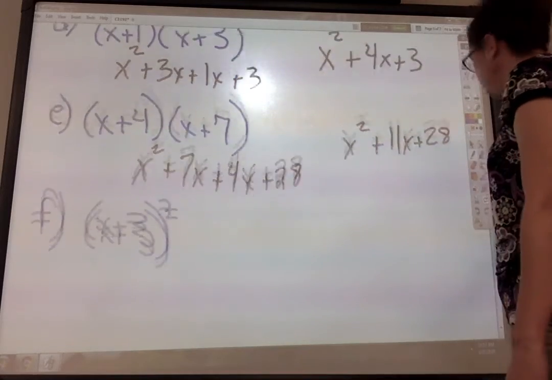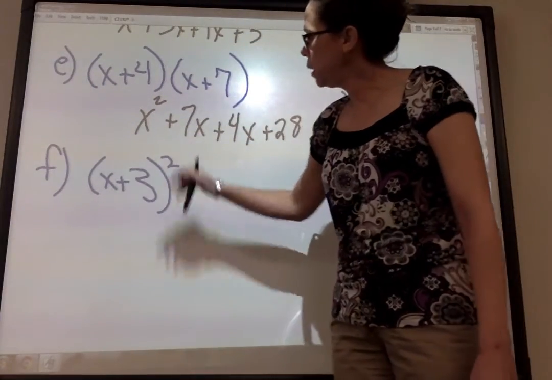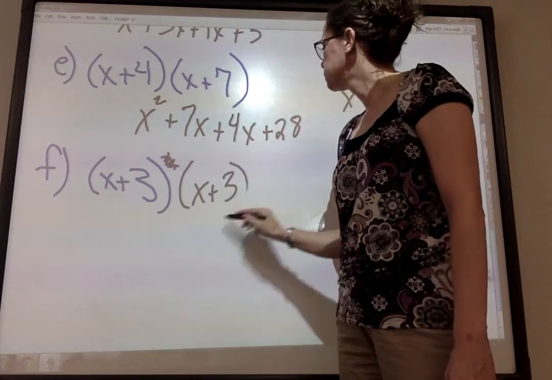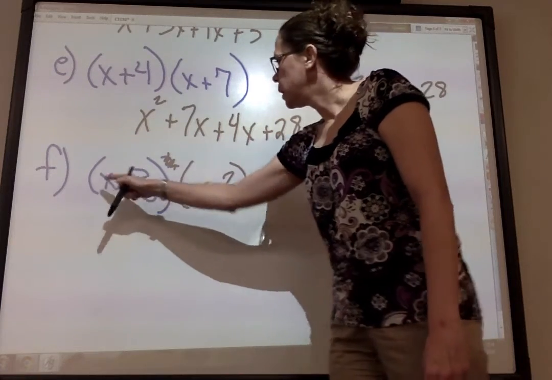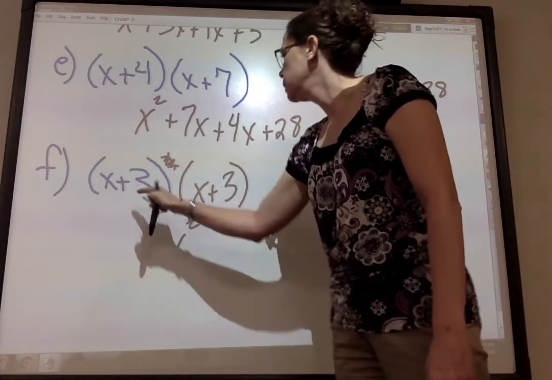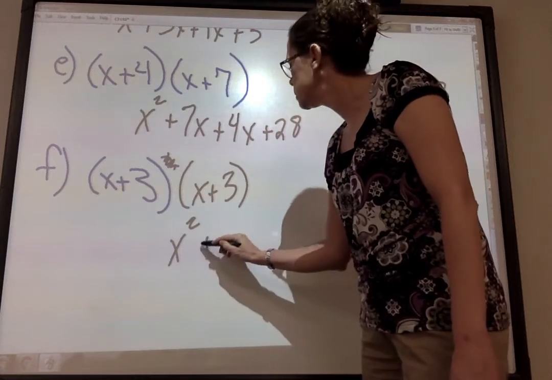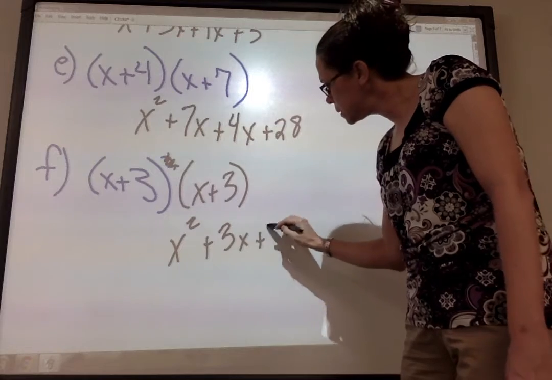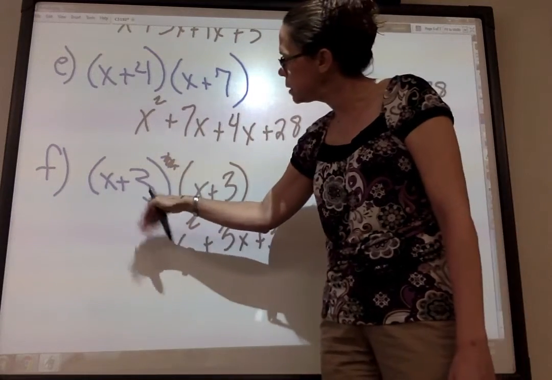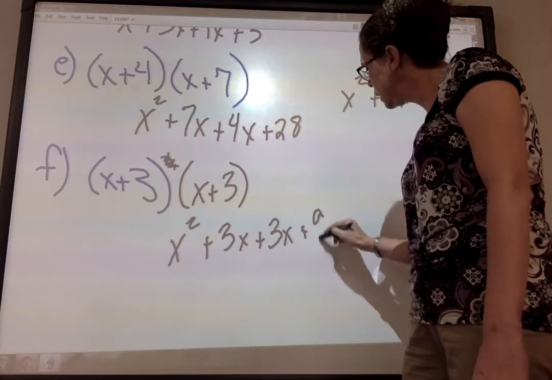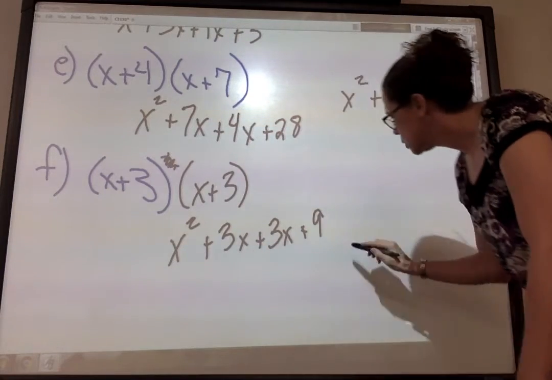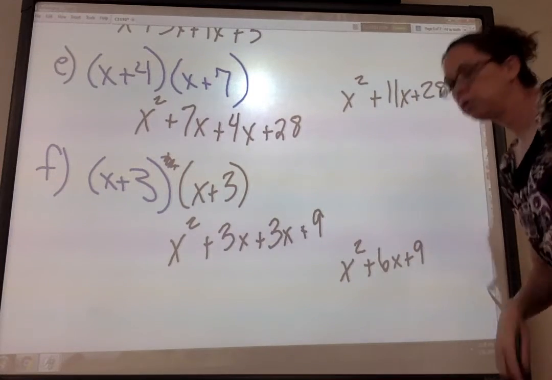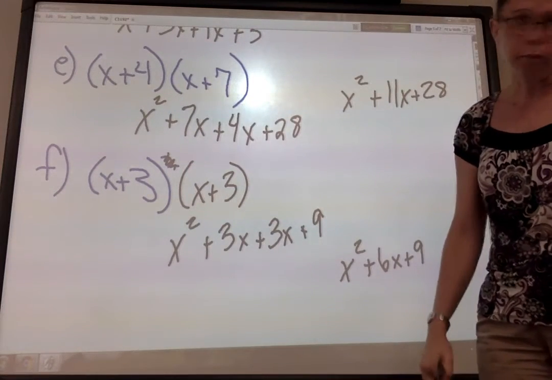Okay, F. X plus 3 quantity squared. That means x plus 3 times x plus 3. Now I'll do the firsts. X times x is x squared. Outside, x times positive 3 is positive 3x. Inside, positive 3 times x is positive 3x. Last, positive 3 times positive 3 is positive 9. Combine the middle terms. You should have x squared plus 6x plus 9 as your final answer on F.